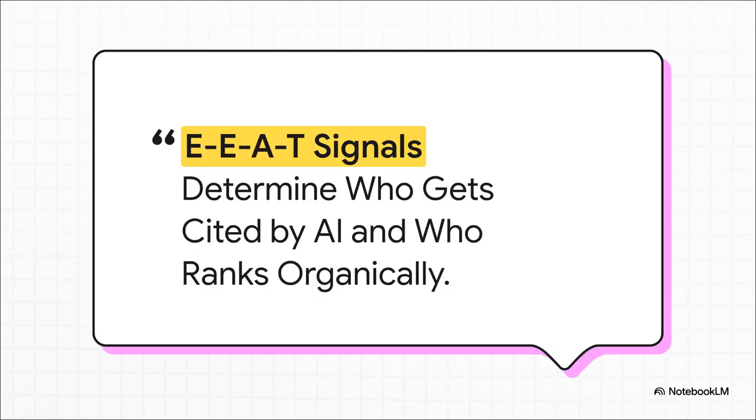I really want to emphasize this core truth pulled directly from our source material. EEAT signals determine who gets cited by AI and who ranks organically. Good code isn't just about human accessibility anymore, as important as that is. It is the absolute, non-negotiable foundation for the future of search visibility. You have to build a house that a machine can navigate effortlessly.